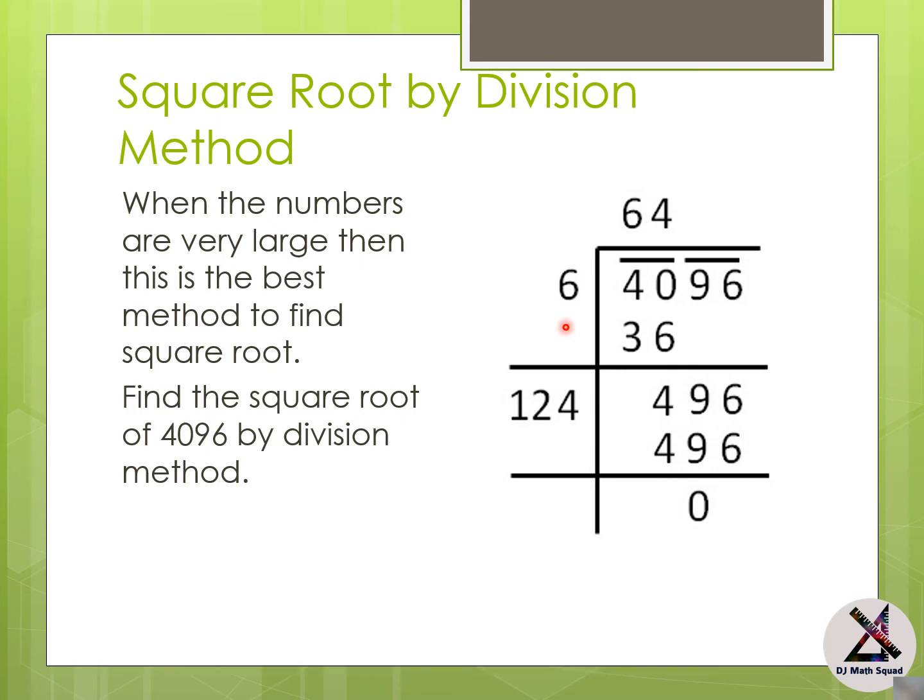Why are we not taking 7? Because 7 into 7 will be 49, which is greater than 40. So we are taking 36. So we are writing 6 here and 6 as a quotient above. Then, as in your normal subtraction, you subtract. So here also we are subtracting. 40 minus 36 will be 4. Then you copy down the next digit in normal division. So here we copy down the next pair, which is 96. Right? Then 496 is becoming.